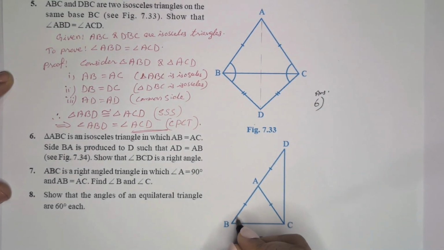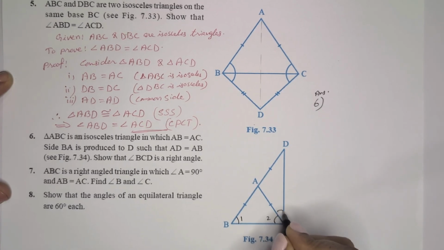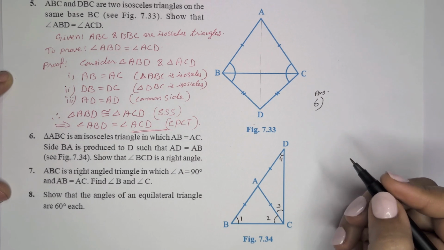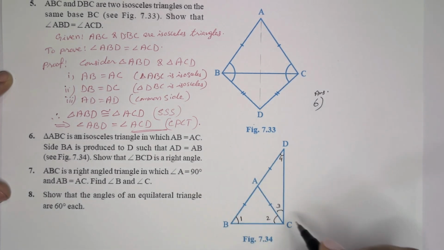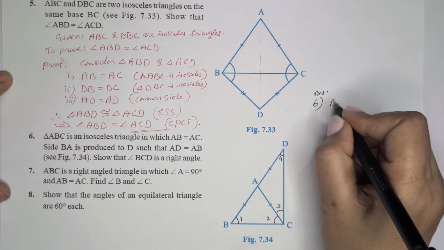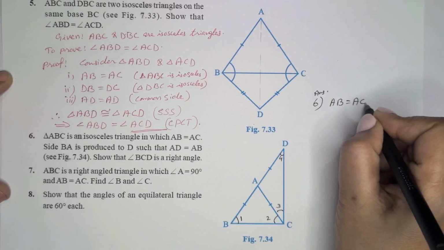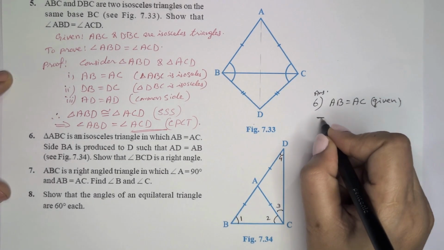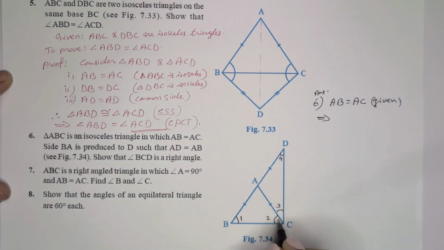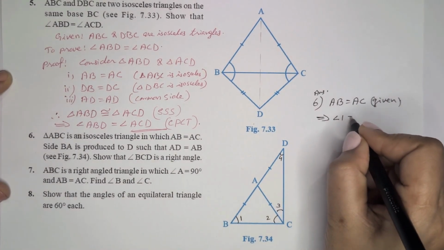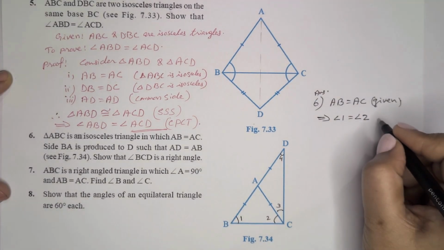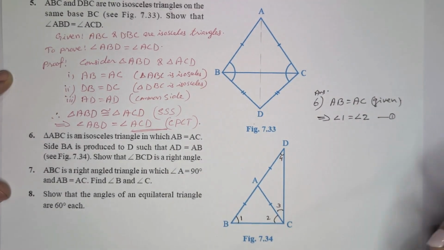Here we can mark this angle as angle 1, this is 2, this one 3, here 4. And what is given here? AB is equal to AC, given, which implies base angles, angle 1 is equal to angle 2. Angles opposite equal sides. So that we can mark as equation 1.